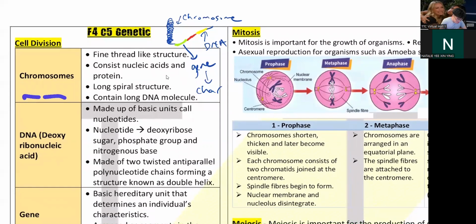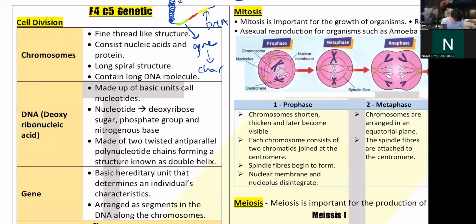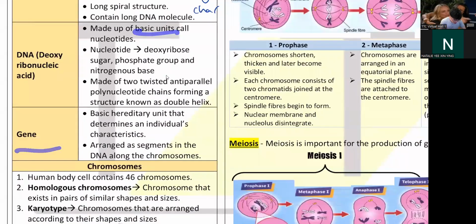So chromosome is a fine thread-like structure. It looks like thread. DNA is the basic unit, and gene determines your characteristic. This is what we pay most attention to. This whole chapter is about genes. And of course later you shall remember, you have dominant gene and recessive gene.